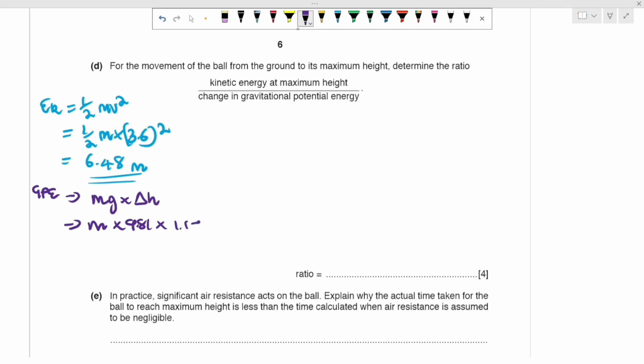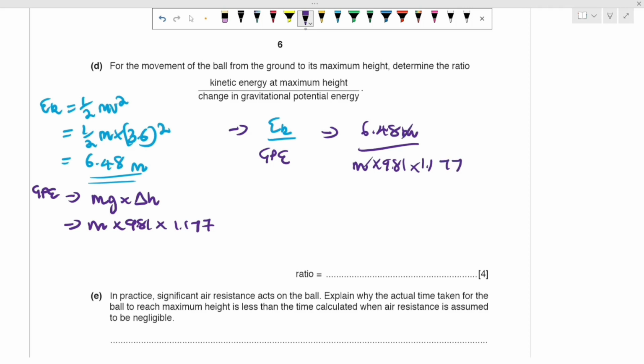So I'd use 1.177 and so forth, right? So it means that if I'm going to find a specific ratio, if I'm going to say Ek divided by my GPE, that's just going to be my Ek, 6.48 m, divided by my GPE, which is m times 9.81 times 1.177. The m and m cancel out. Then if you divide that, you're just going to have 0.56457 and so forth and so forth. So your answer will be 0.56. Okay, so highly advise that you just use the exact answer. That sort of saves a lot of complications and makes the whole process much easier. So your ratio will just be 0.56.